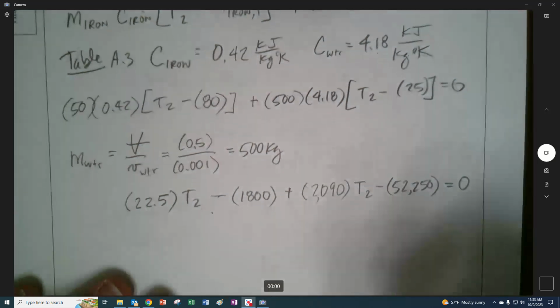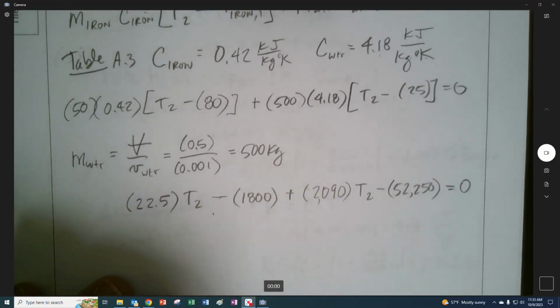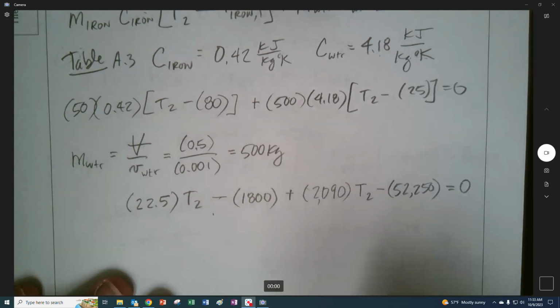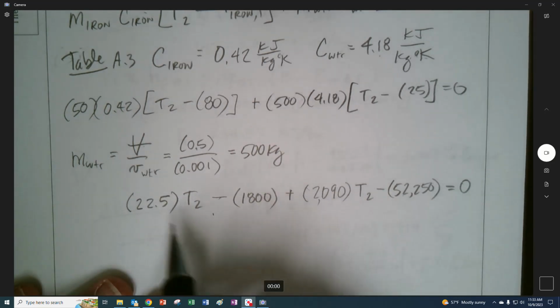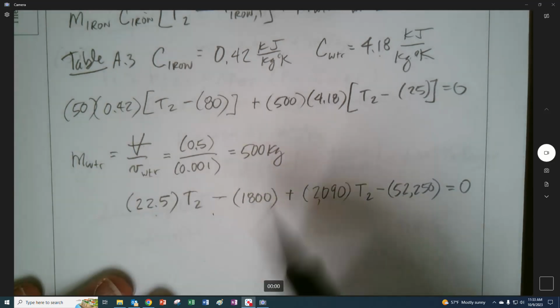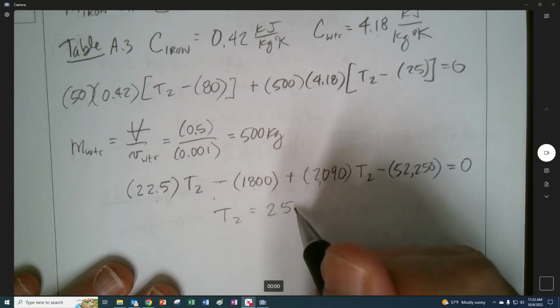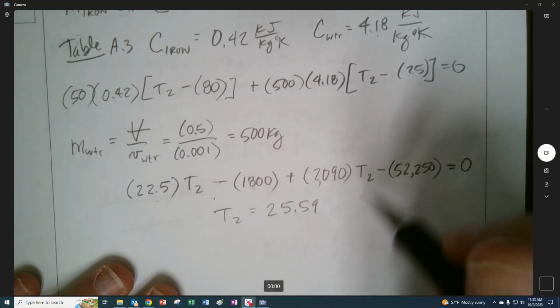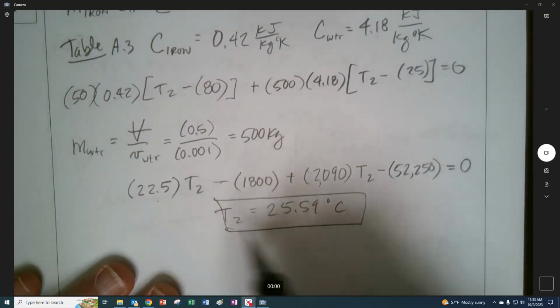All right. And so those two are going to jump over to the other side, so we're going to add those together. Of course, this thing's dominating right here. And then we're going to divide by 2,090 plus 22.5 and divide. And all we're going to get for T2 is 25.59 degrees Celsius as an answer.